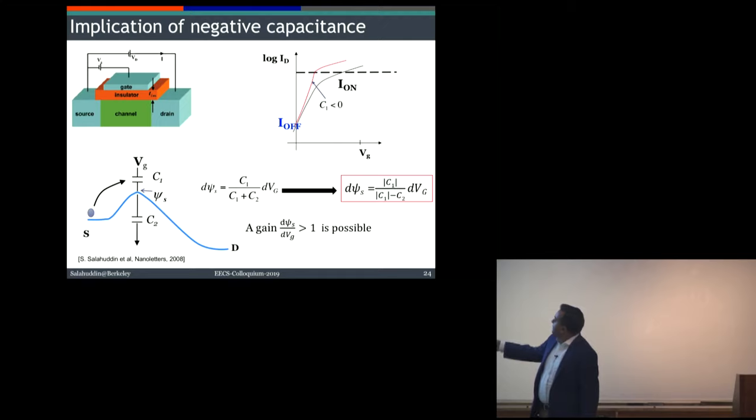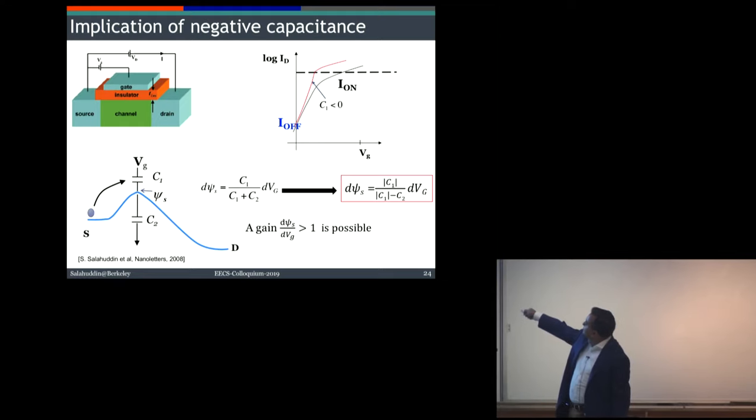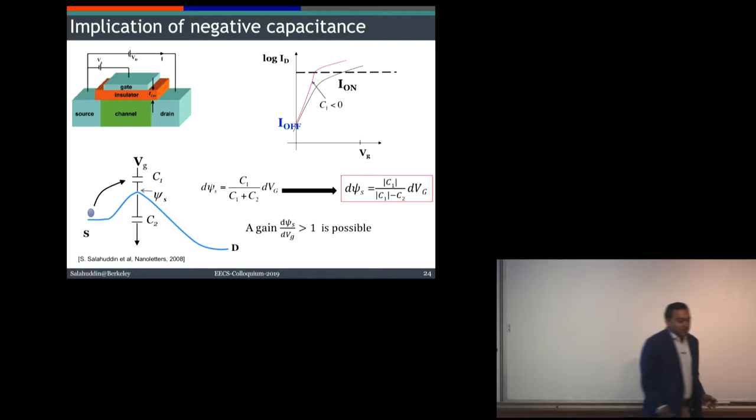But if this C1 was in the negative capacitance state, then dψS over dVG becomes C1 divided by C1 minus C2. And so therefore, dψS can be larger than dVG. So by changing the voltage here by 1 volt, I could get 1.3 volt here, which means my current-voltage curve, if this is for a standard transistor, the negative capacitance transistor can give me that red curve, which means I can reduce my voltage, okay? So this is if I could get into that negative capacitance region.